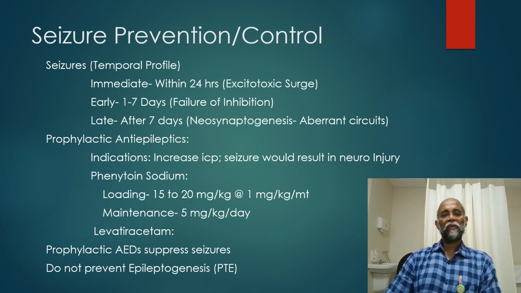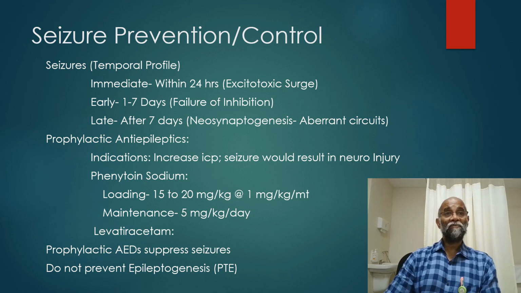Seizure prevention is another important aspect of head injury management. Seizures may occur early, they may be immediate, within 24 hours. Early seizures are those which occur from day 1 to day 7, and late seizures occur after 7 days. Immediate seizures are often associated with the excitotoxic surge which occurs after a head injury. Early seizures are more likely because of a failure of inhibition.